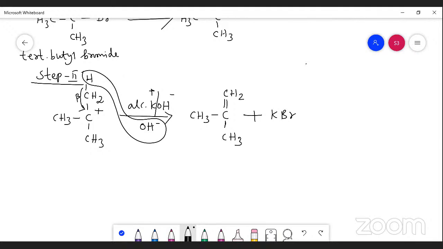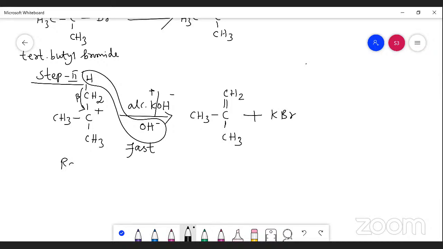The first step, we are just taking a bromide. The second step, we are abstracting a proton from the beta carbon. Okay, so now what happened? This attack of OH minus taking the beta carbon occurs as a fast reaction. We know that for determining the rate, we are going to take only the slow process.